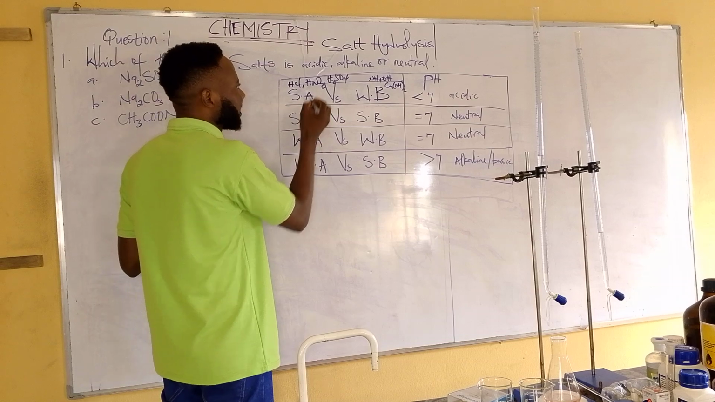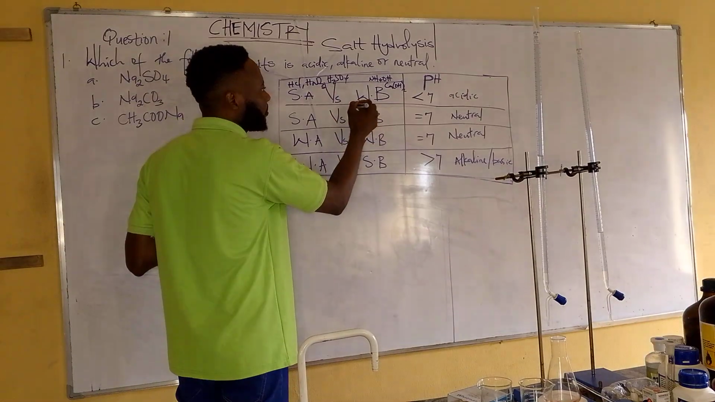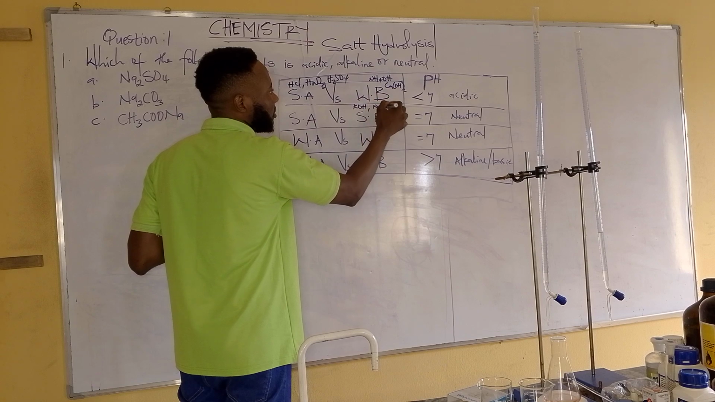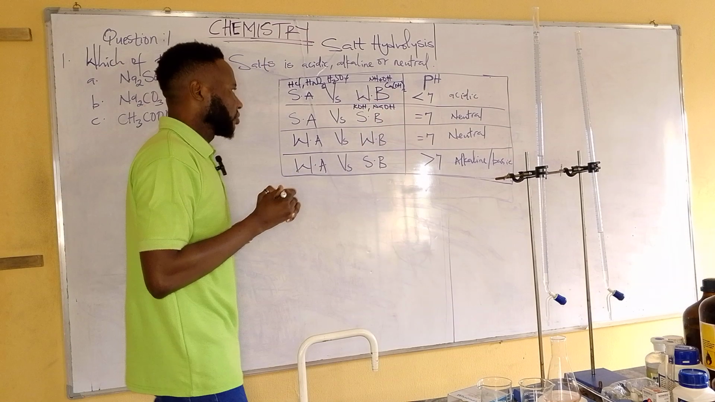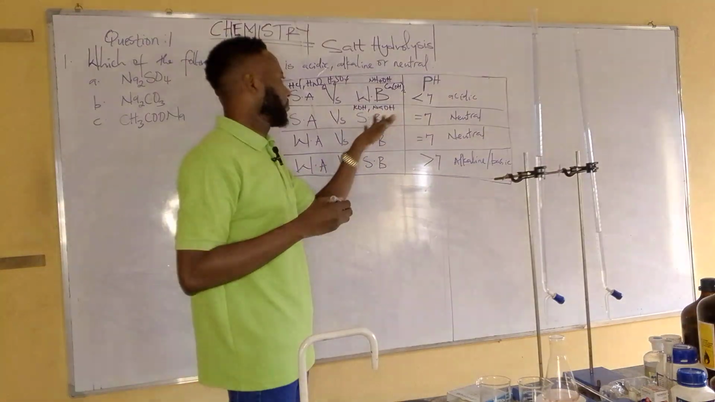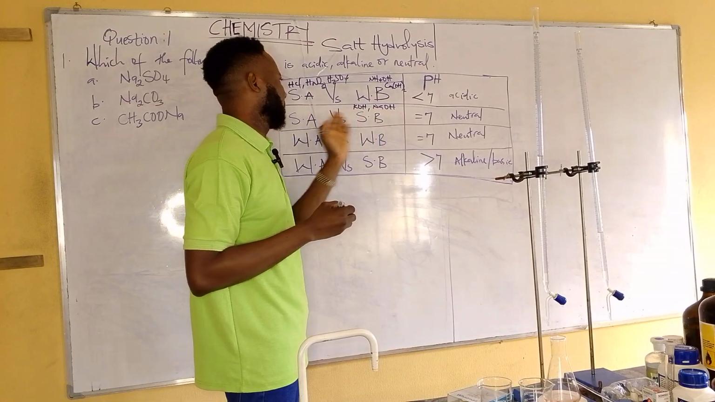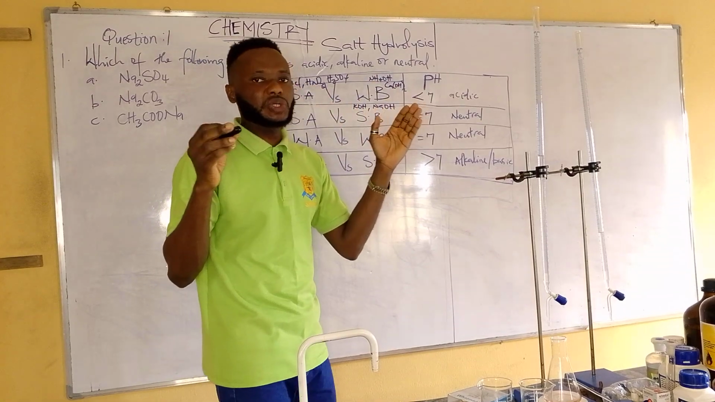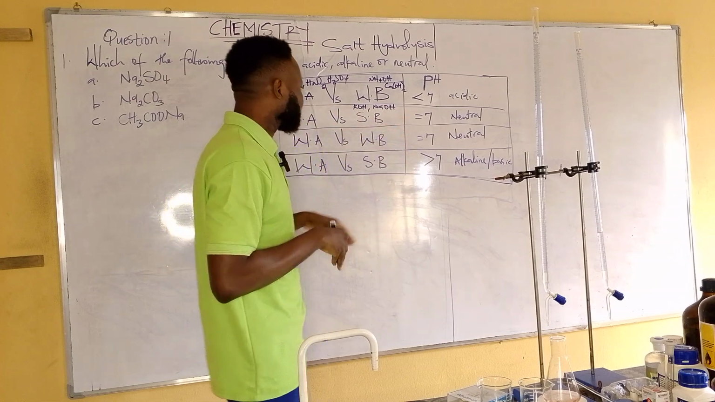So strong acid again versus strong base. Examples of strong bases are KOH and NaOH. They are very strong bases. For strong acid versus strong base, the solution is going to be neutral.